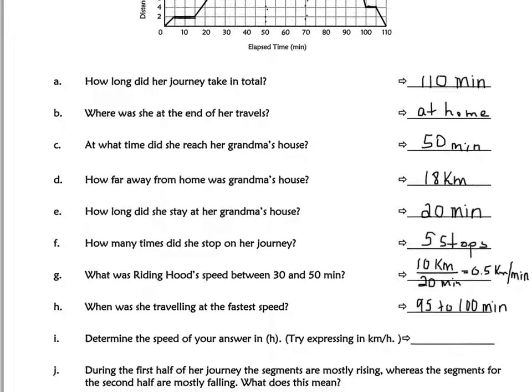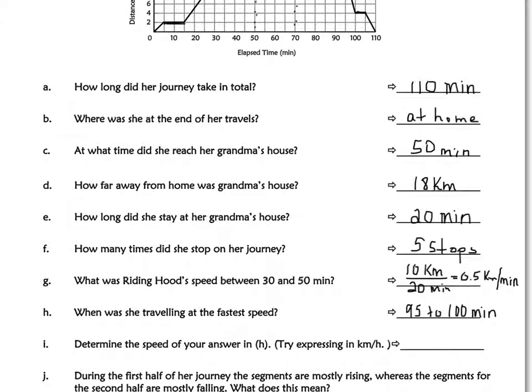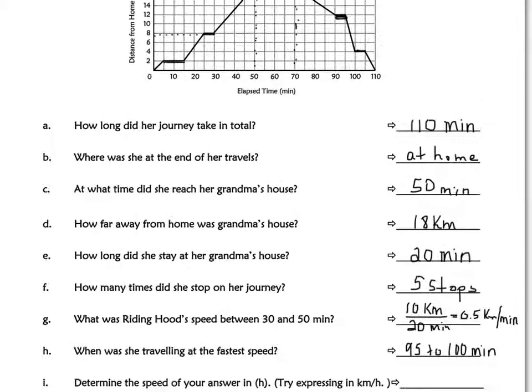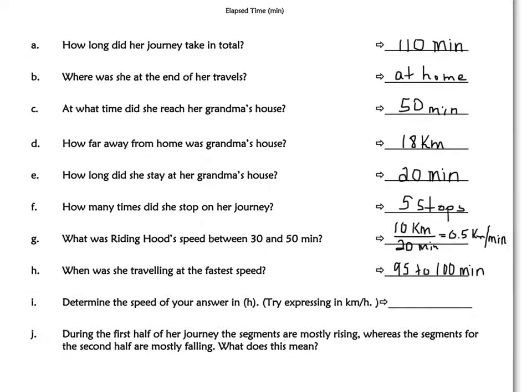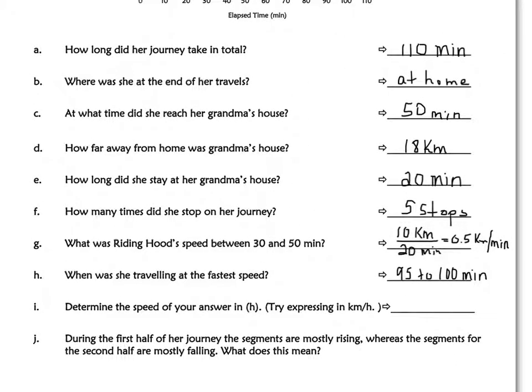And then determine the speed of your answer. Okay, there's where we want to express the speed. So we said from 95 to 100. If you look back at the graph again, it traveled from 12 kilometers down to 4 kilometers, so a distance of 8 kilometers in 5 minutes. So it would be 8 kilometers in 5 minutes.